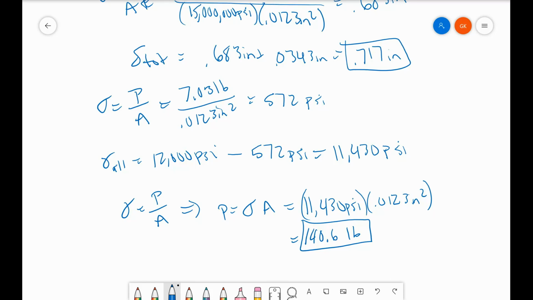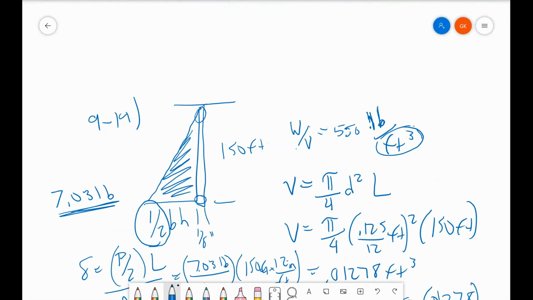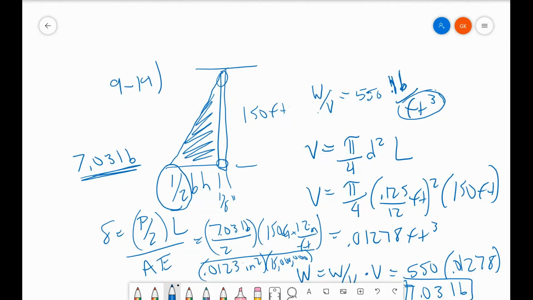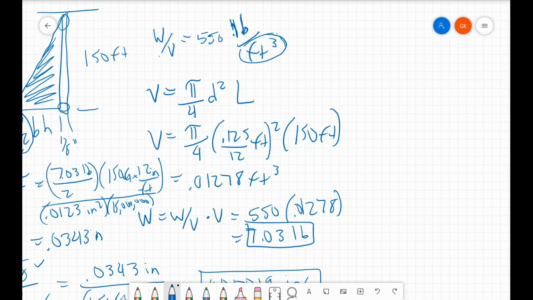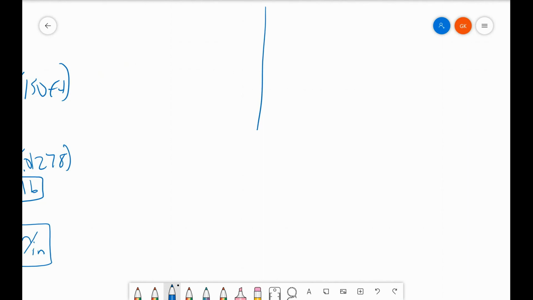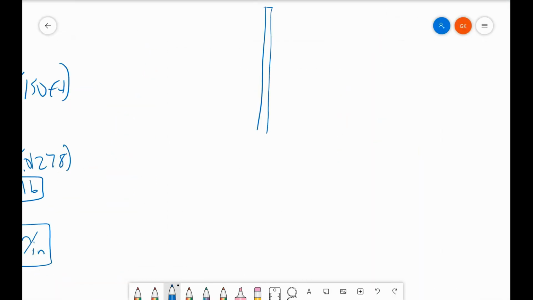Okay, now one thing I do want to hit on a little bit more is why in the world was this 1/2 for the load right here? Right here, this original elongation due to the weight, why was that 1/2? And the easiest way to put it is to show it to you as sort of like an integral equation. So I'm going to move over here. I'm going to redraw my wire. And I have this wire right here.